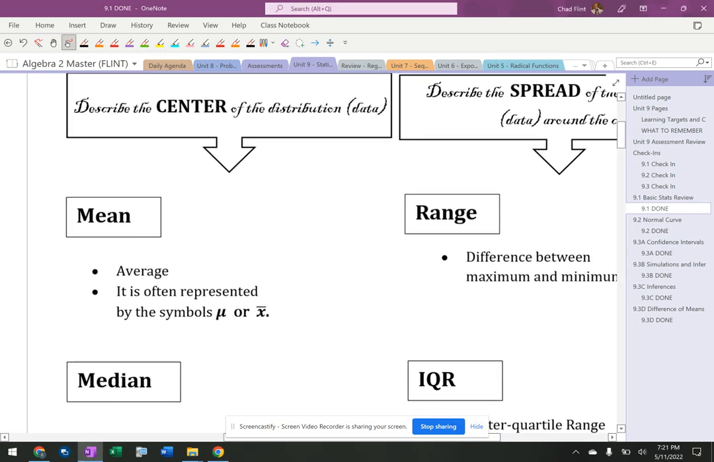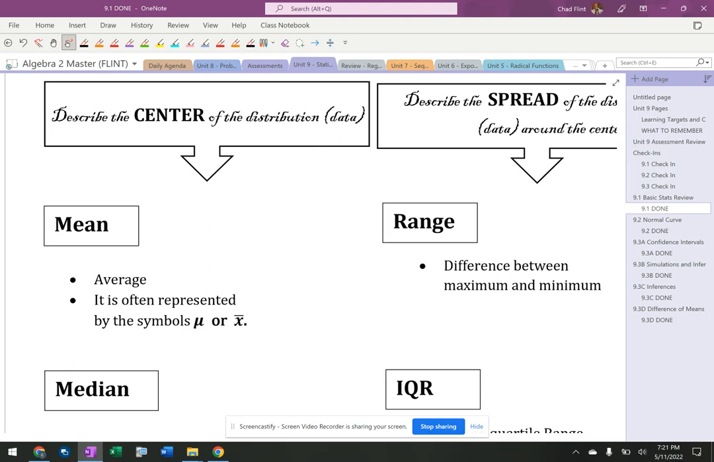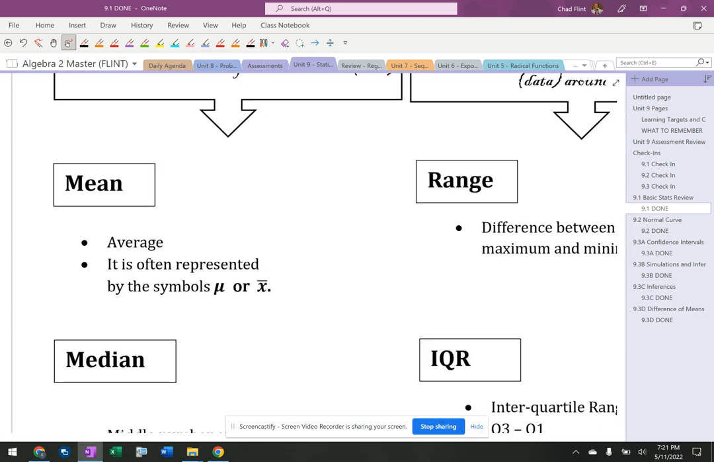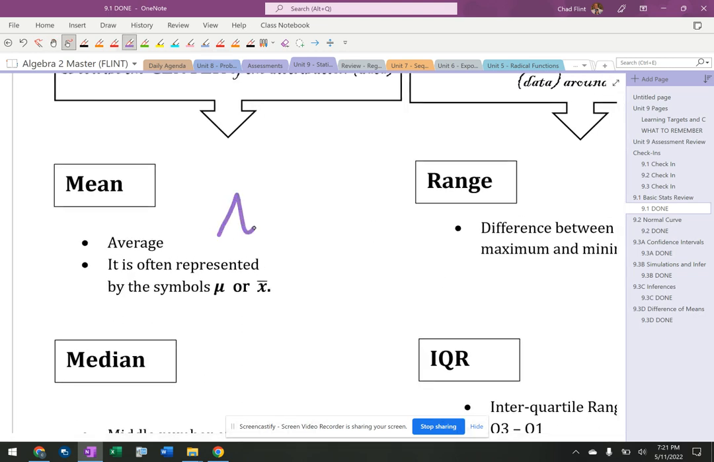You may or may not remember all of these things, but the mean is the average, okay, and normally it's represented by a mu or an x bar. All right, a mu is a Greek letter, kind of looks like a blend of an M and a U, I guess. I usually just draw it like that. Not a very good mu. I think it technically is like this. All right, but as long as it looks like a sloppy M, it's fine to be a mu.